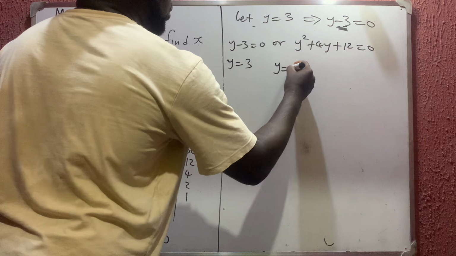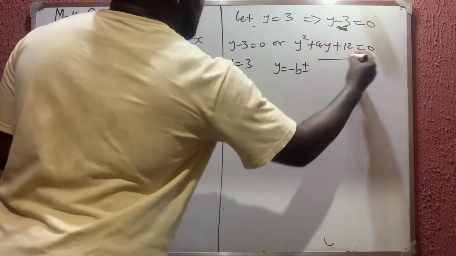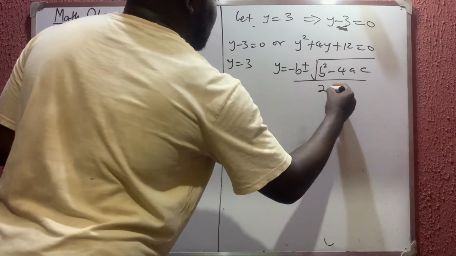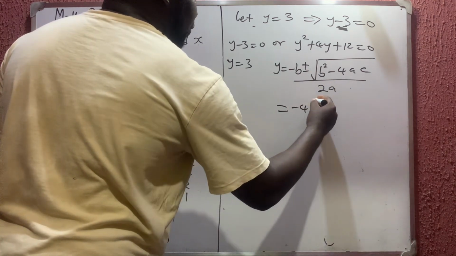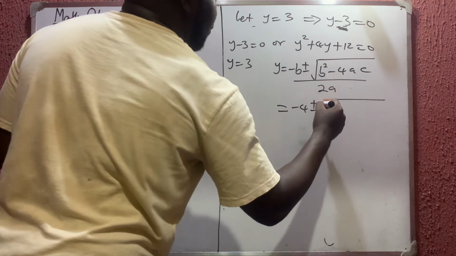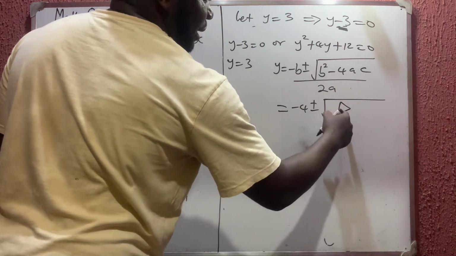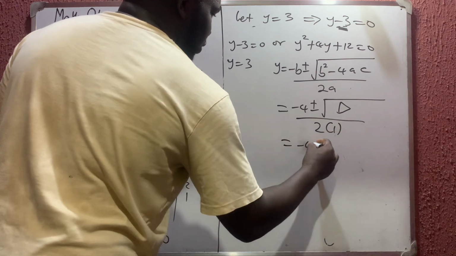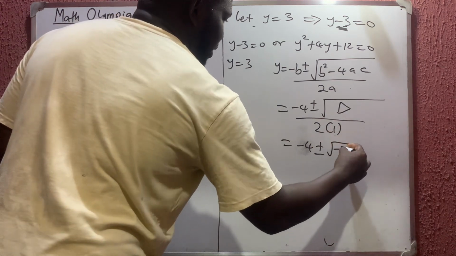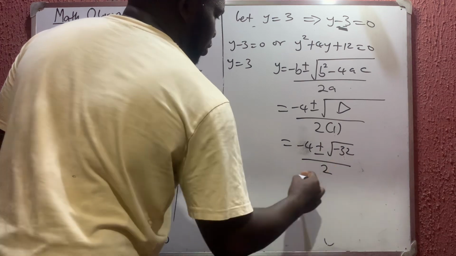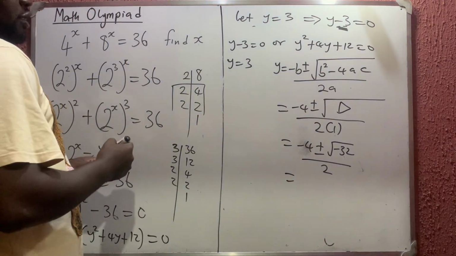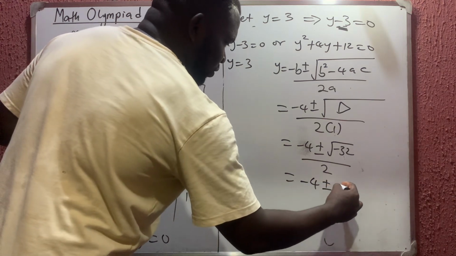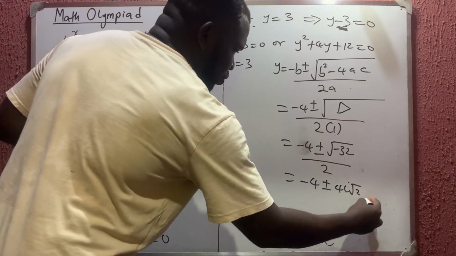So we have that y is equal to minus b plus or minus the square root of b squared minus 4ac, then everything over 2a. So I'm having minus 4 plus or minus the square root of our determinant. Don't forget that here is our determinant, and we got minus 32 there, all over 2 into 1, which is minus 4 plus or minus the square root of minus 32, then all over 2. So which will give us 4 root 2, right? Don't forget 4 root 2. So this is minus 4 plus or minus 4i root 2 all over 2.